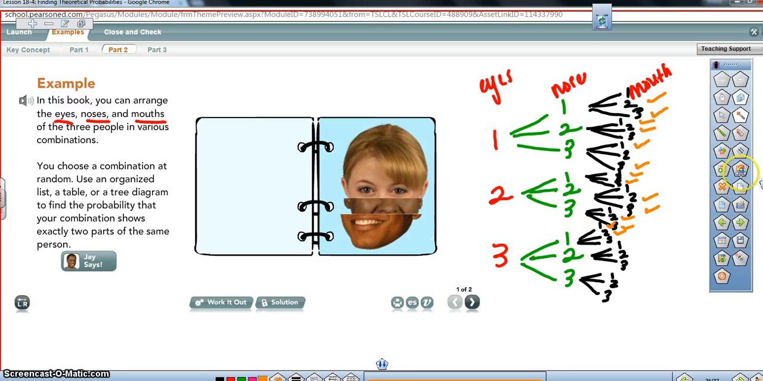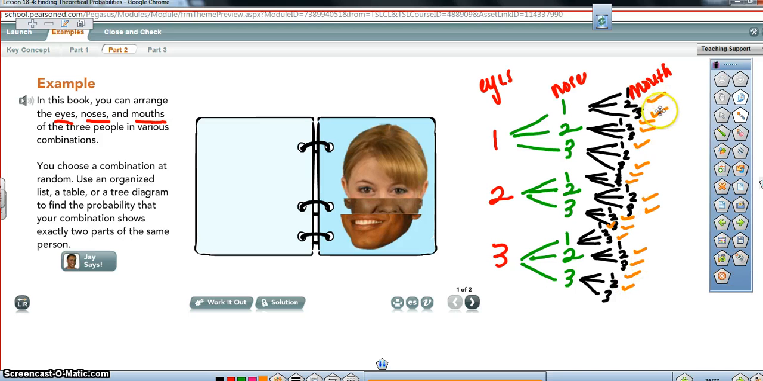Or no. That one I messed up. Those are all different. And then this one has person 3's eyes and mouth. Person 2 has 2 there, and person 3 has 2 there. And those 2 would work as well.